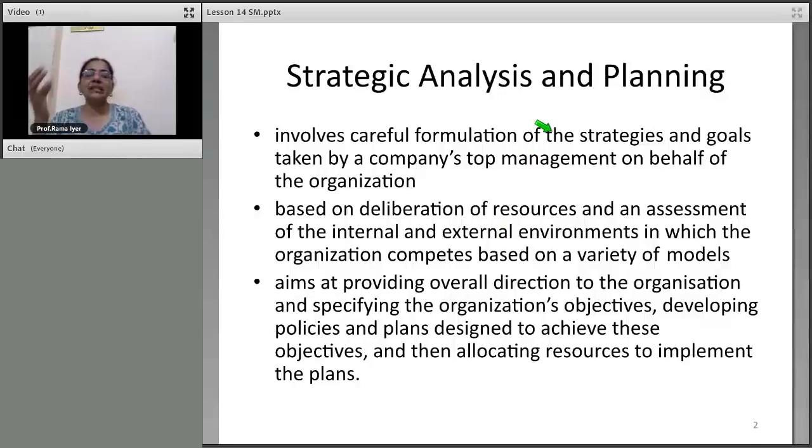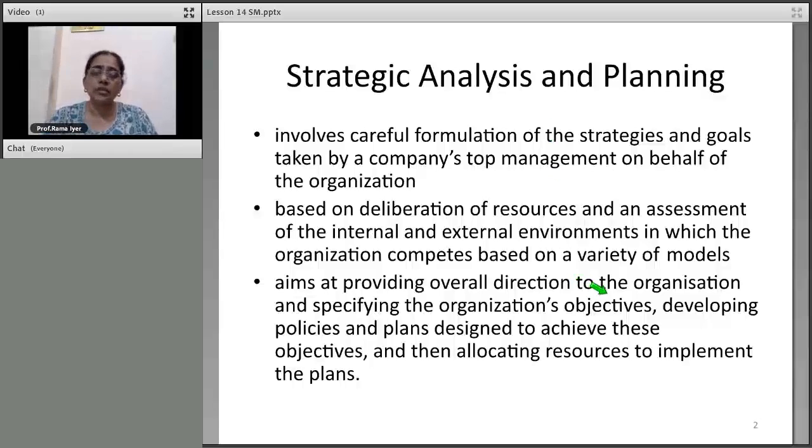What does it mean? Basically, you need to analyze and then you have to plan. What are you planning? What we should do? It involves careful formulation of strategies and goals. First, you have to formulate the strategies. Then you have to deliberate on the resources. Correct? Assess the internal and the external environment. And then it is also aimed at providing overall direction to the organization.